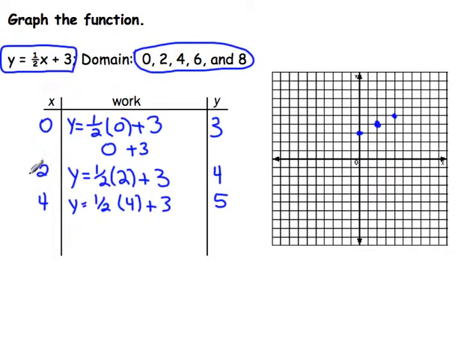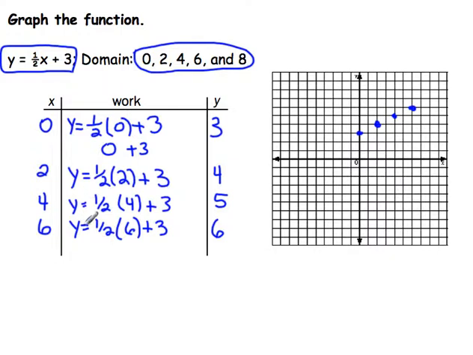Now we're going to plug in 6. Y equals 1/2 times 6 plus 3. Half of 6 is 3. 3 plus 3 is 6. So I have a point at 6, 6. So go ahead and plot that point.